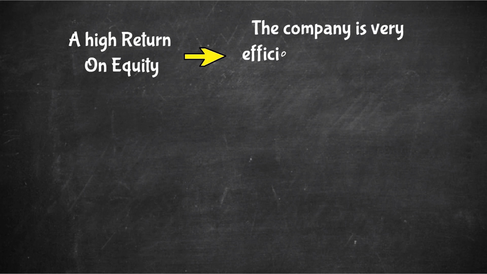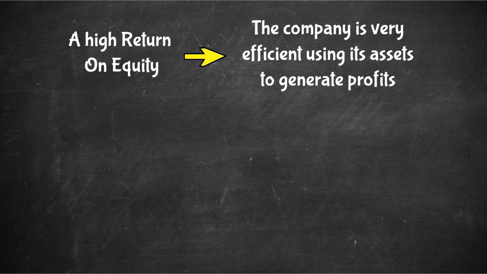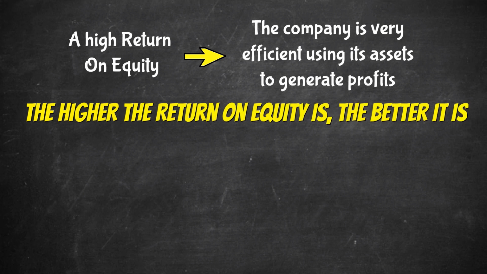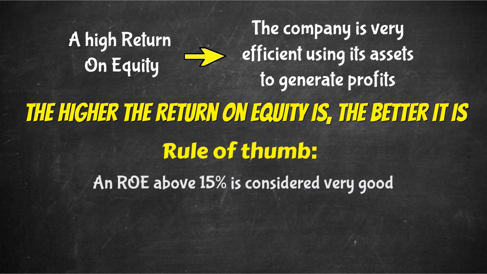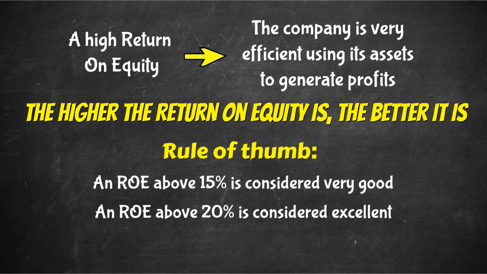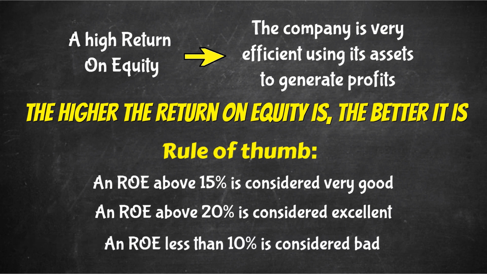A high return on equity means that the company is very efficient using its assets to generate profits. The higher the return on equity is, the better it is. A good rule of thumb is that an ROE above 15% is considered very good, and an ROE above 20% is considered excellent. An ROE less than 10%, however, is considered bad.